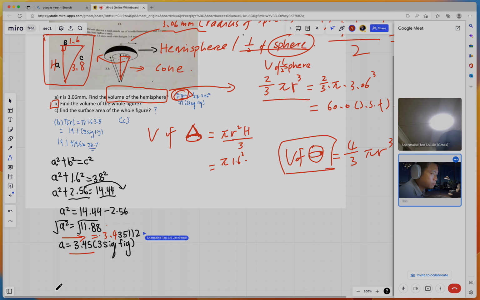Wait, is it 3.4351128? 3.435112807. Okay, then if this is the case, how come you get 3.43 after three significant figures? You are trying to bluff me, right? Because 5. 5 what? 5 gives 1 to the one in front. So it's 3.45.